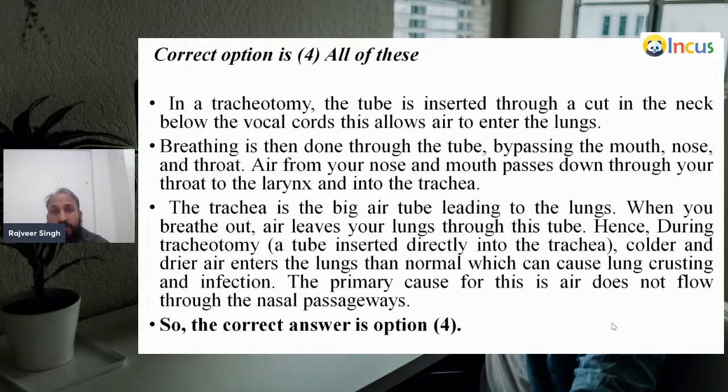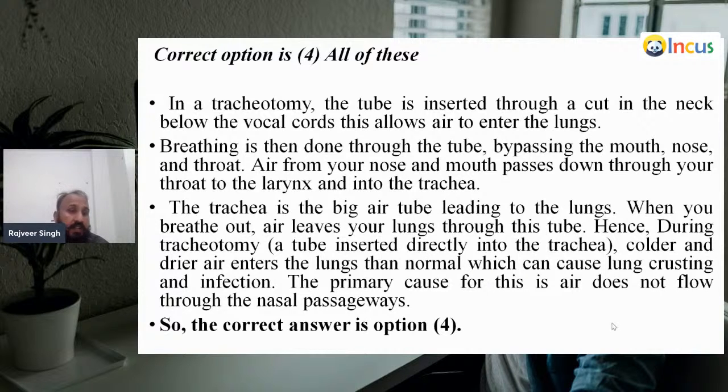In a tracheotomy, the tube is inserted through a cut in the neck below the vocal cord. This allows air to enter the lungs, right? Breathing is then done through the tube, bypassing the mouth, nose, and throat. Air from your nose and mouth normally passes down through your throat to the larynx and into the trachea. The trachea is the big air tube leading to the lungs. When you breathe out, air leaves your lungs through this tube.